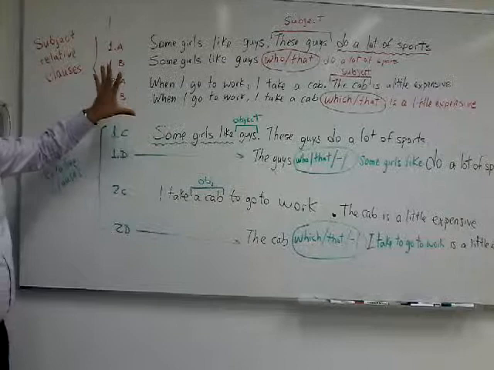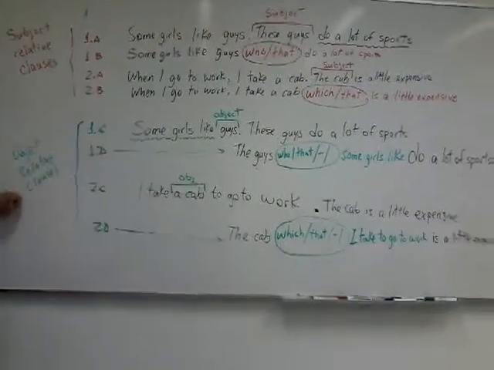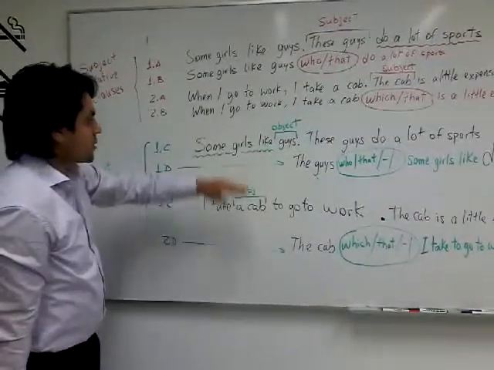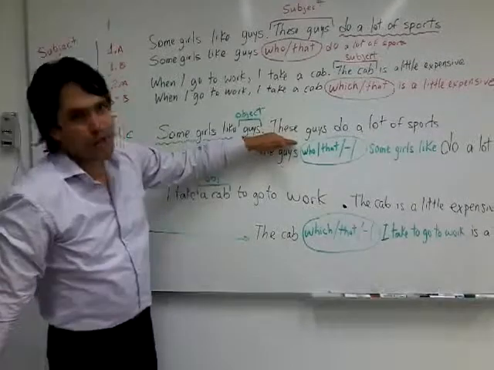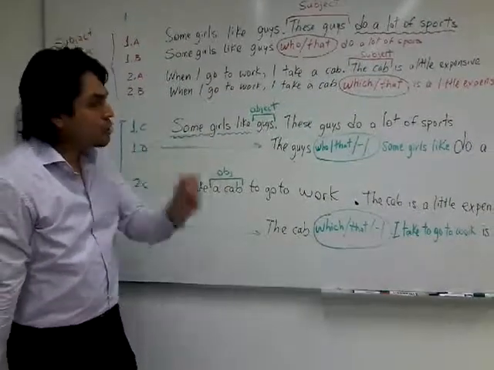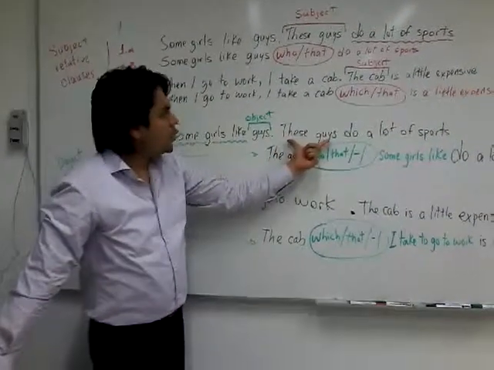That's actually easy. Because the hard part is the object-relative clauses. This is more difficult. So pay attention. The same sentences. Some words like guys, these guys do a lot of sports. You see, the same sentence. But now I'm going to join these two sentences in a different way.